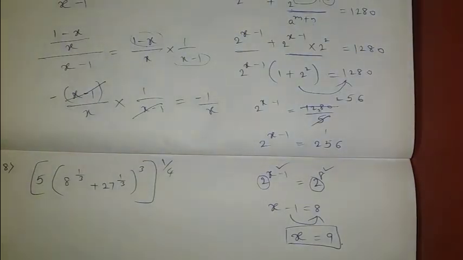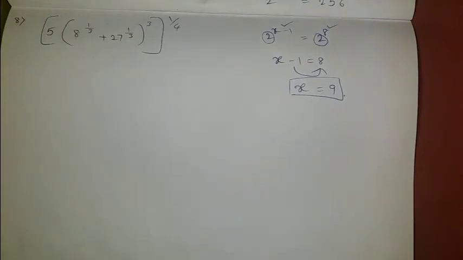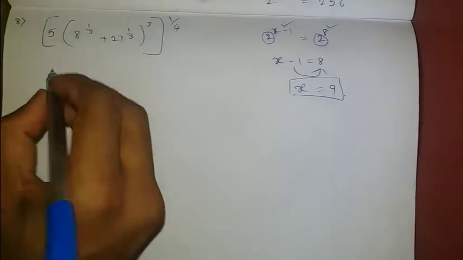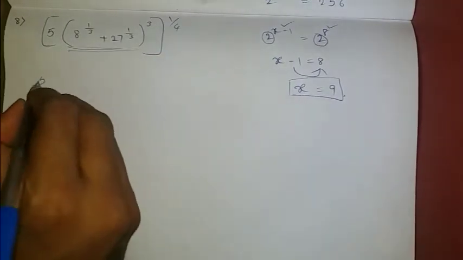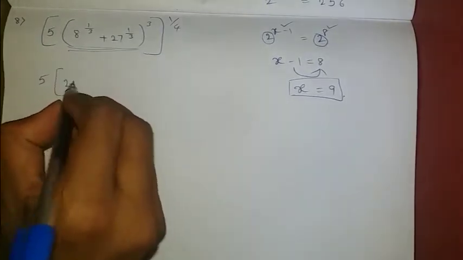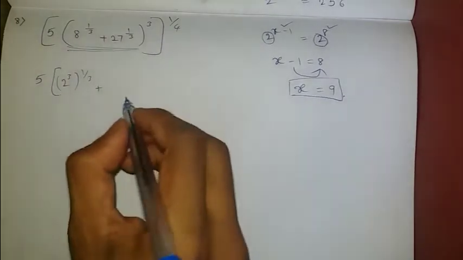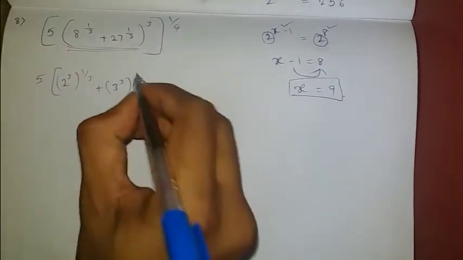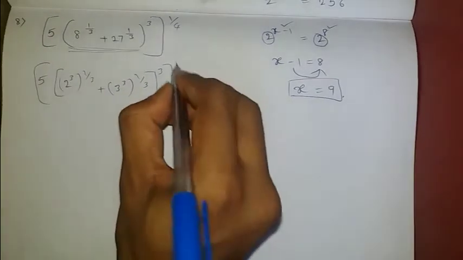Okay, let's move to the next question. What is the value of 5 into (8 power 1 by 3 plus 27 power 1 by 3) whole power 3, the whole power 1 by 4? First I will try to solve the inside bracket. 5 as it is, into 8 can be written as (2 cube) whole power 1 by 3, plus 27 can be written as (3 cube) whole power 1 by 3, whole power 3 again, whole power 1 by 4.